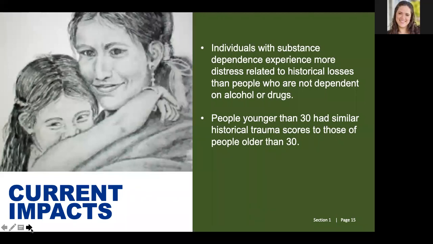So others had a study, and we can get those references for you all if you're interested. One particular study found that individuals with substance dependence experience more distress related to historical losses than people who are not dependent on alcohol and drugs. And what's most important, I think, to this conversation is that people younger than 30 had similar historic trauma scores to those of people who are older than 30. So it's not just our elders and our older generations of people that are impacted by our history. It is indeed our children and our young people.